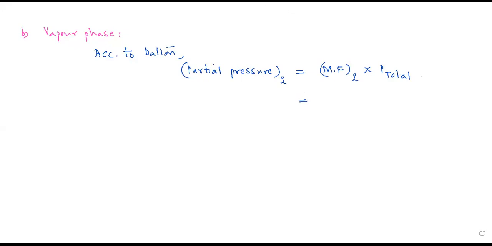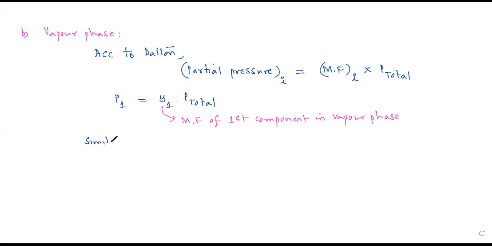So now, taking the first component into consideration, P1 can be written as Y1 into P total, where of course this Y1 is the mole fraction of the first component in vapor phase. Okay. Then similarly, P2 can be written as equal to Y2 into P total.